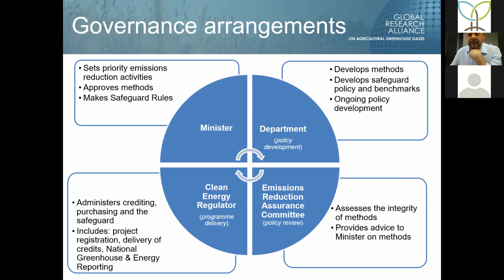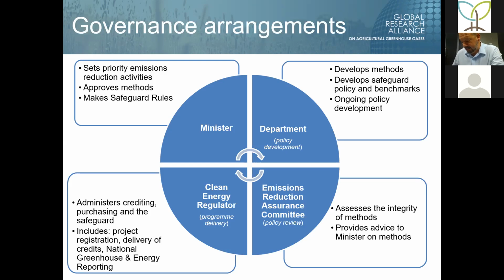The ERF governance arrangements can be divided into 4 primary areas. The Department of the Environment, which I am part of, is responsible for policy development and development of new methods for projects to be run. The Emissions Reduction Assurance Committee, or ERAC as we call them, is an independent expert committee which assesses whether methods meet requirements of the Emissions Reduction Fund and provides advice to our Minister for the Environment and Energy. The committee assesses the integrity of the methods to ensure that all methods comply with the offset integrity standards. These standards help ensure abatement delivered under the method is genuine and additional. They provide other advice to the Minister on methods as well.